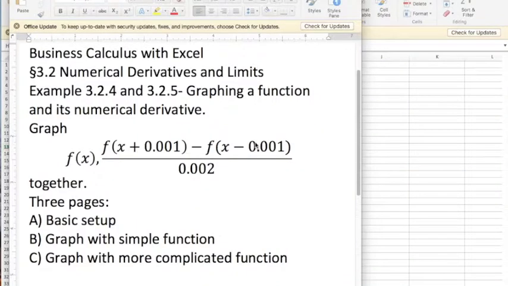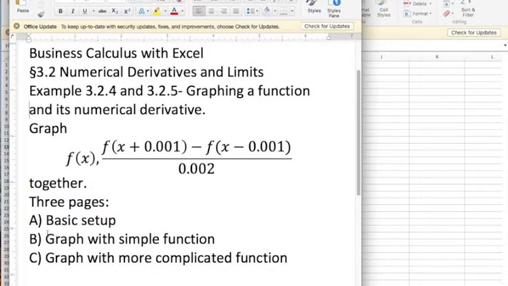Today we're going to look at examples 4 and 5, graphing a function and its numerical derivative of section 3.2, numerical derivatives and limits from business calculus with Excel. The idea is to graph a function f of x and its numerical derivative, f of x plus 0.001 minus f of x minus 0.001 over 0.002. F evaluated a little bit after the x minus f evaluated a little before the x, divided by the distance between the before and after.